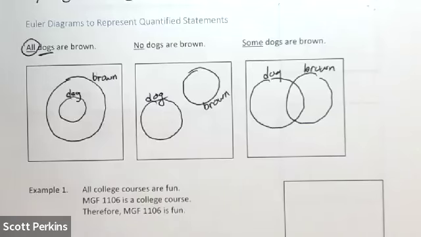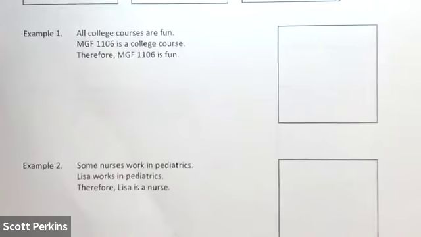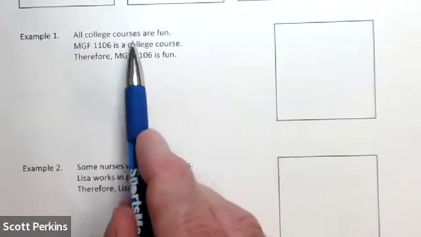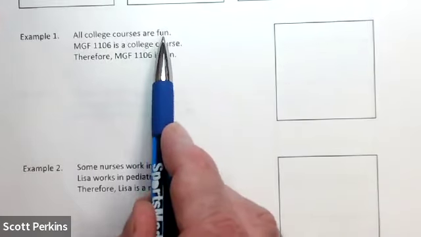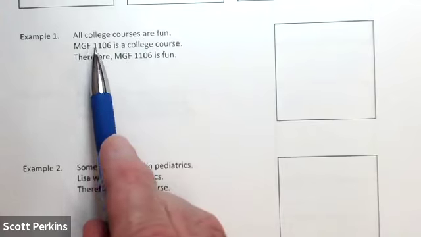Those are the three basic Euler diagrams. Those are the tools you're going to use as we go through and determine the validity of these arguments. So here's my first example. Example one says all college courses are fun. This time I don't give another whole category. I just give a specific instance.